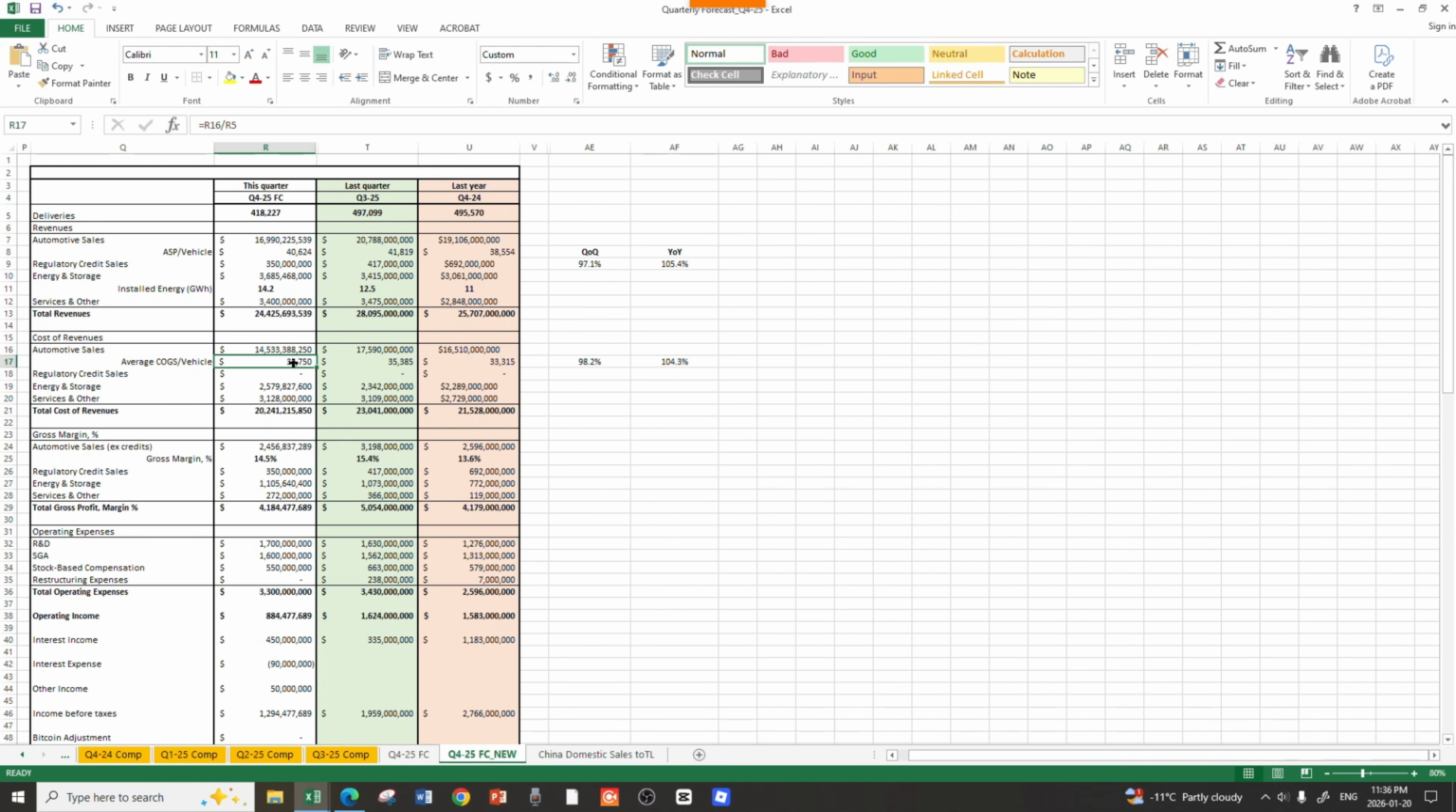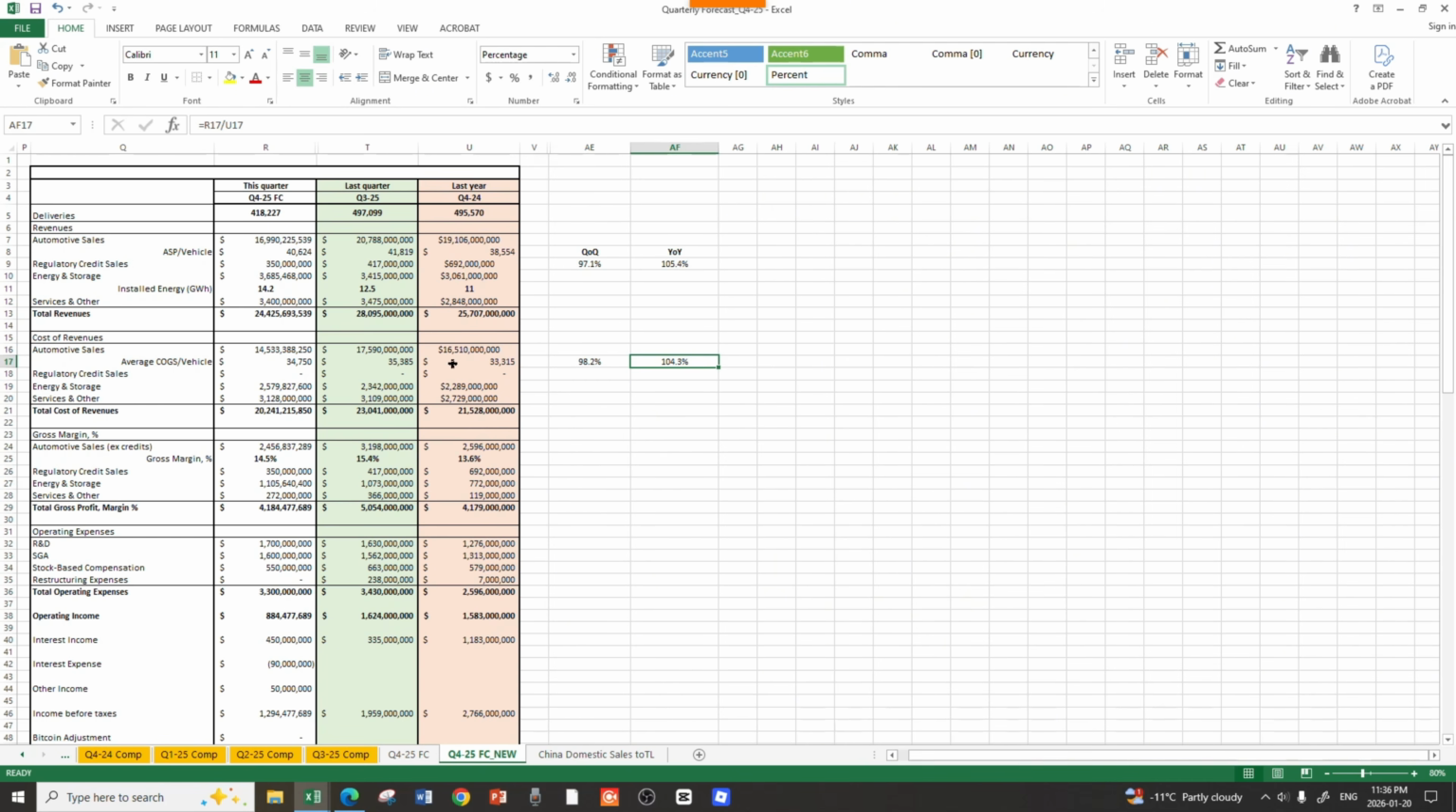Offsetting this, however, is lower overall production in Q4 versus Q3. All things being equal, if production is lower, the average cost of whatever it is you're building will be higher, because those fixed costs are amortized over a fewer number of units. It's an accounting principle. But that's driving cost higher on a quarter-to-quarter basis. So if we look again, quarter over quarter, we're seeing a decline. Year over year, we're seeing an increase.